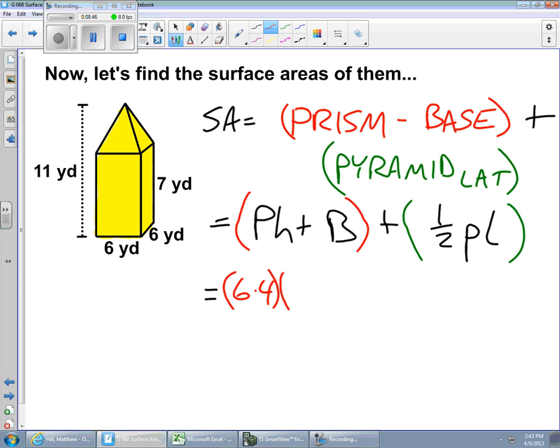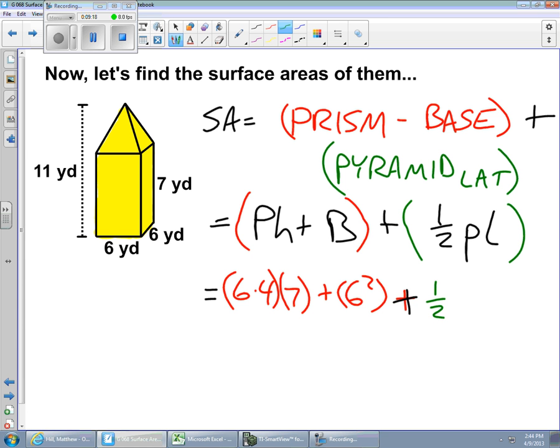Okay, 7 yards. That gets added to now the area of the base. How do you find the area of your base? Okay, length times width, which in a square's case is the same value twice. 6 squared. Continuing on, that needs to be added to, what do we have? 1/2 is built into the formula, so there it is.